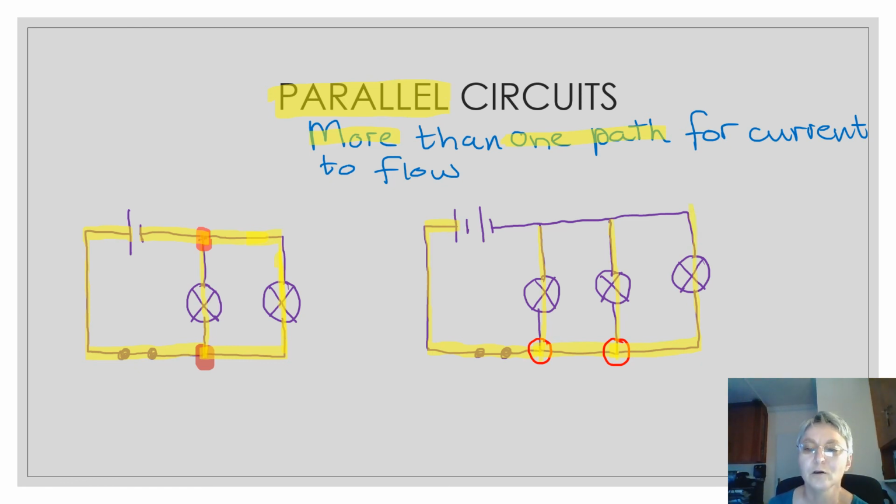Now, if you follow the path for each current, when they get to this point here, it joins up with this current coming from the second lamp, and the two are together now, so they flow. When they get to this point here, they join up with the current coming from the first lamp. So there we go. This is called a parallel circuit because it's got more than one path to flow.